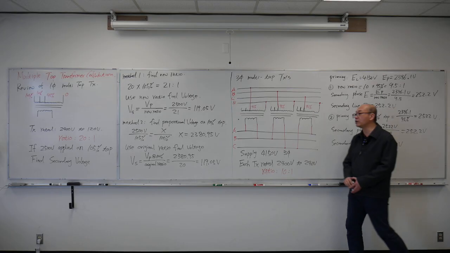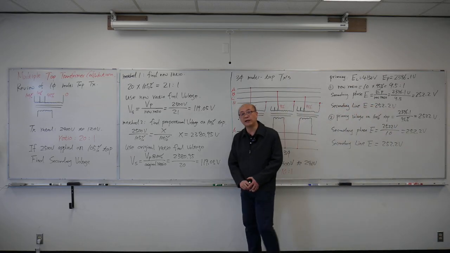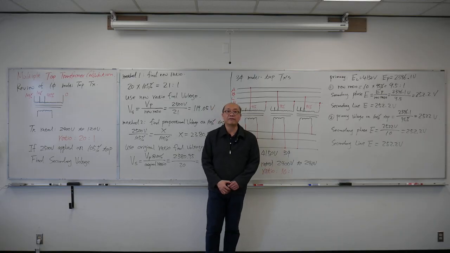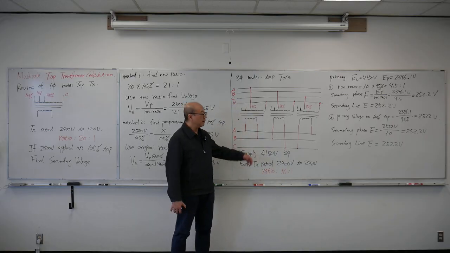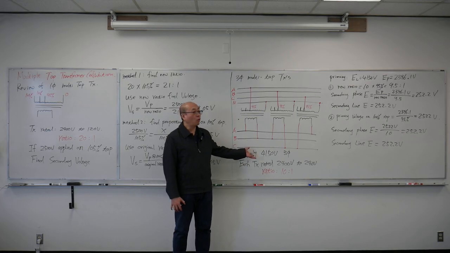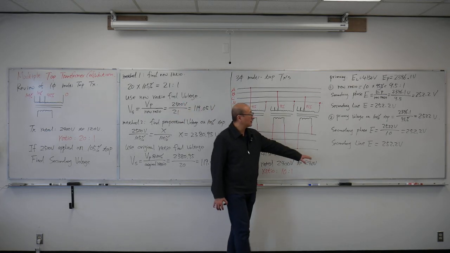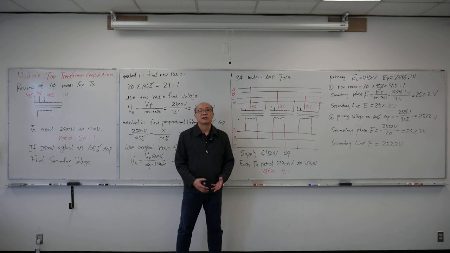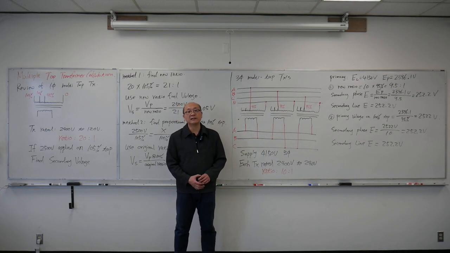So here's the calculation for multi-tap transformers. I reviewed a single-phase one, and I gave you an example of a three-phase one. Here I gave you a connection in delta. The same thing is going to apply for Y. As long as you find the secondary phase voltage, the line voltage is going to be based on whether it's delta connected or Y connected.